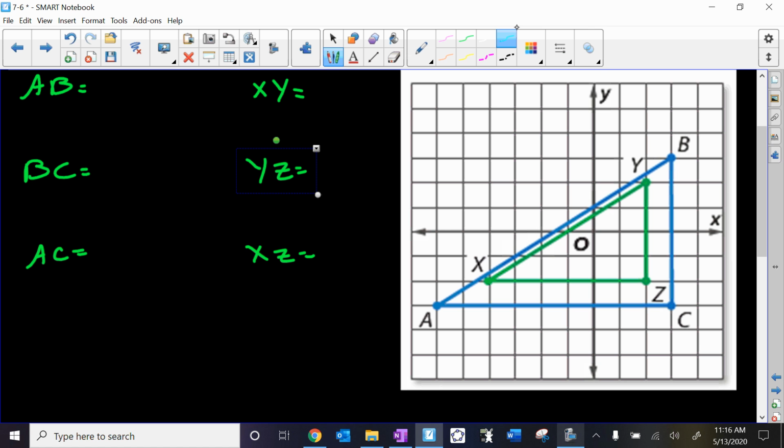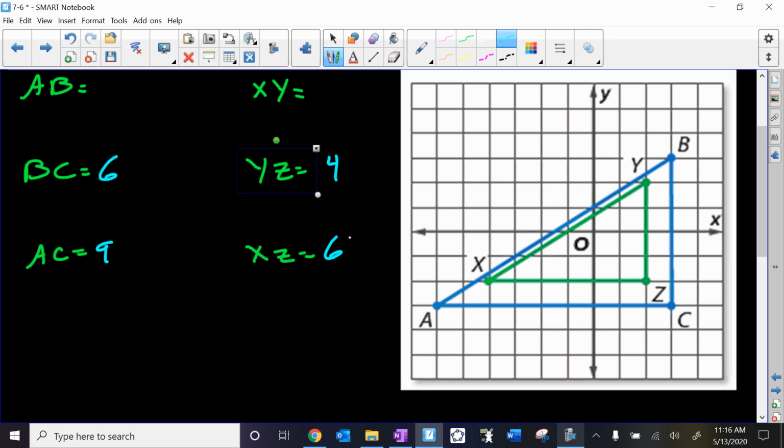A few of these we should be able to count. So I'm going to skip over AB and XY for now. We're going to go down to BC. BC we know has a length of 1, 2, 3, 4, 5, 6. And AC we know has a length of 1, 2, 3, 4, 5, 6, 7, 8, 9. YZ, we know 1, 2, 3, 4. And XZ we know is 1, 2, 3, 4, 5, 6.